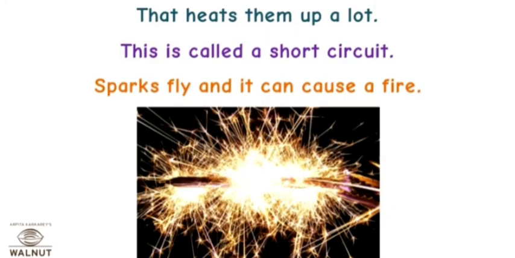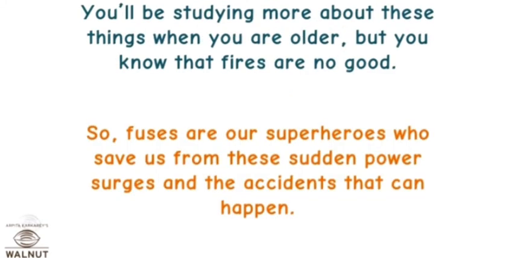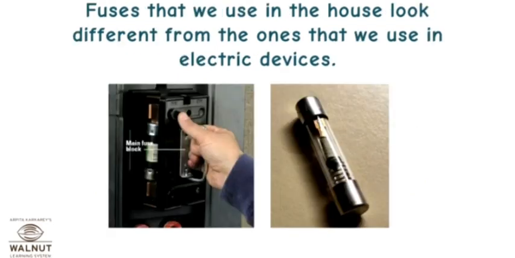That heats them up a lot, it becomes very hot. This is called what? Short circuit. What happens because of it? Sparks fly and it can also cause fire. Even when too many things are connected to a single socket, you can see in the picture, what happens? Circuit overload happens and it can cause similar problem. So fuses are our superheroes who can save us from these sudden power surges and the accidents that can happen.